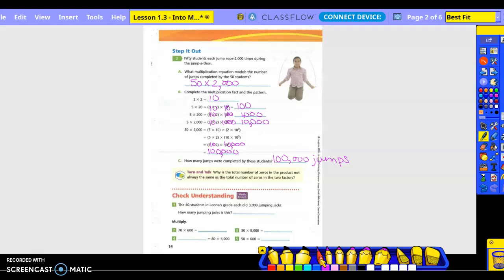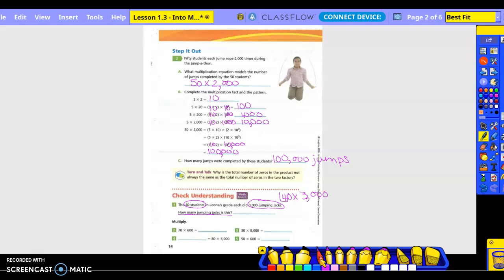Check understanding. 40 students in Leona's grade each did 3,000 jumping jacks. How many jumping jacks is this? So 40 students, 3,000 jumping jacks, and then how many jumping jacks is this? So we circle the information we need to use, underline what they're asking. Okay, so we're going to take 40 times 3,000.